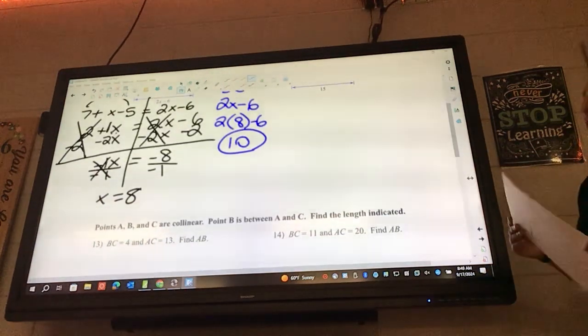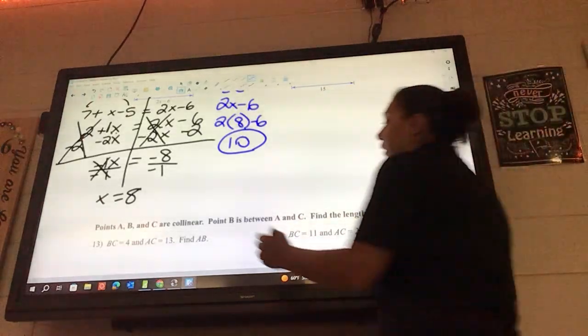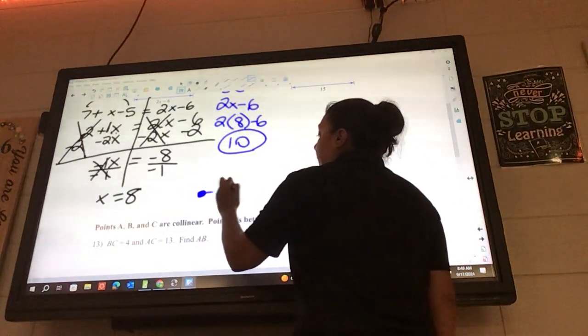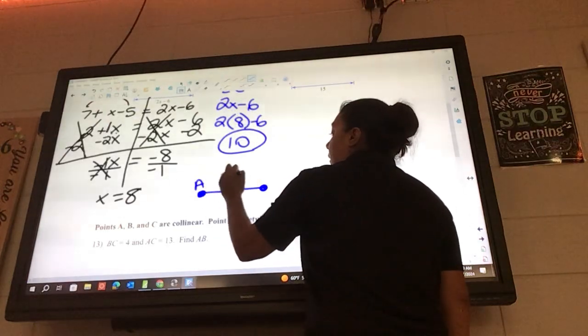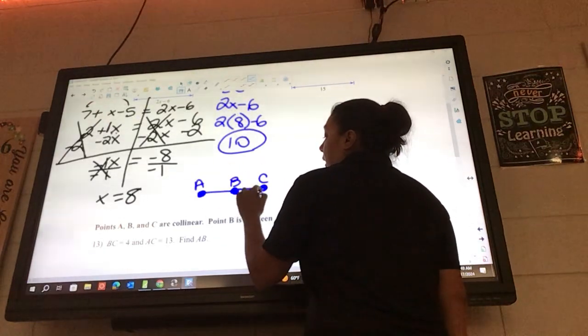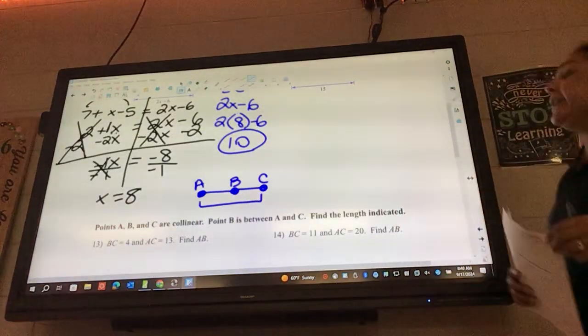Okay, 13 through 18 are all gonna get set up the same. So points A, B, and C are collinear. Point B is between A and C. So essentially you're drawing the picture, okay? So we got A, B, C, right? And you've got a little and a little and a big. Okay, so BC is 4.